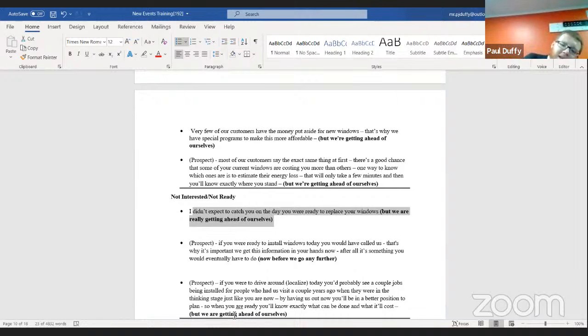So it says, "Well, I didn't expect to catch you on the day that you were ready to replace your windows." What I would change that to, very simple, is, "Well, sir, of course, you didn't expect to see me here today. That's why we locked the quote in good for 1 full year. So that way, when you already have the information set aside." We're getting ahead of ourselves though, because we can come out to visit you mornings, afternoons, evening, what works best for you.